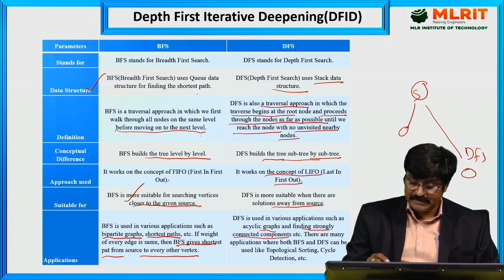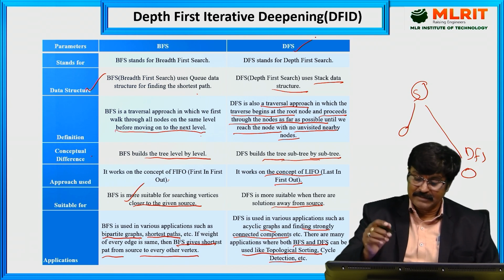And there are applications where both BFS and DFS can be used, like topological sorting and cycle detection, sorting purposes, and binary search purposes. This is the useful DFS algorithm.